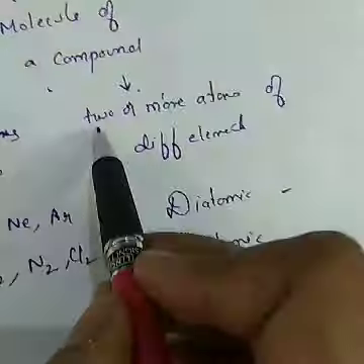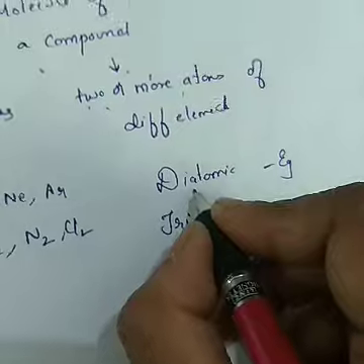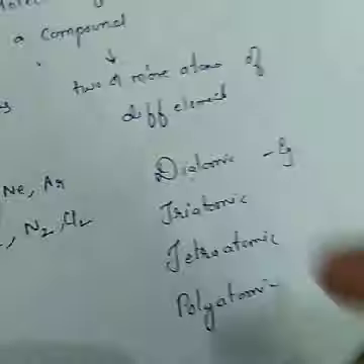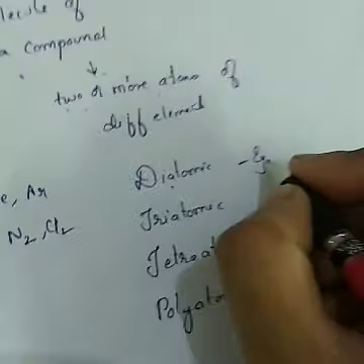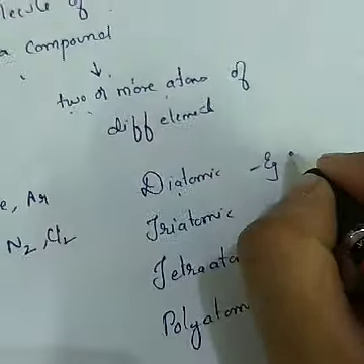Now what are diatomic molecules of a compound? Diatomic means two atoms of different elements combine. For example, HCl, hydrochloric acid, carbon monoxide, iron sulfide, FeS. These are the examples of diatomic. Triatomic, you people better know: H2O, CO2. Three atoms are there, 2 hydrogen plus 1 oxygen, 1 carbon plus 2 oxygen.